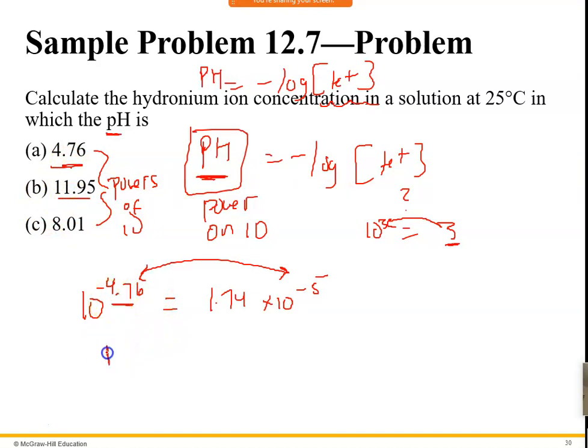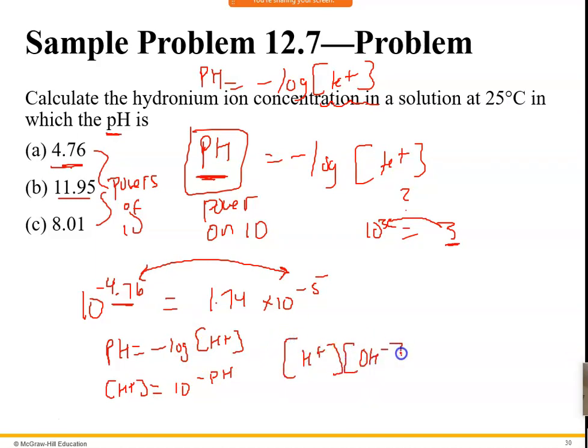Okay? So the three equations that we have so far: the pH equals negative log of the H plus concentration. We have the anti-log, so the H plus concentration is equal to 10 raised up to the negative pH, which is the opposite of that. And the other one we have, which I'll show you how this will apply, is H plus times OH minus equals 1.00 times 10 to the negative 14. So these are the three basic pH and hydronium ion equations that we have.